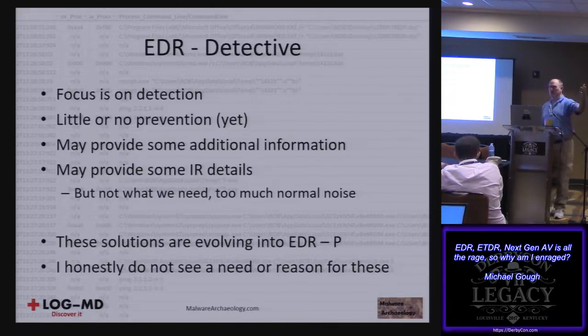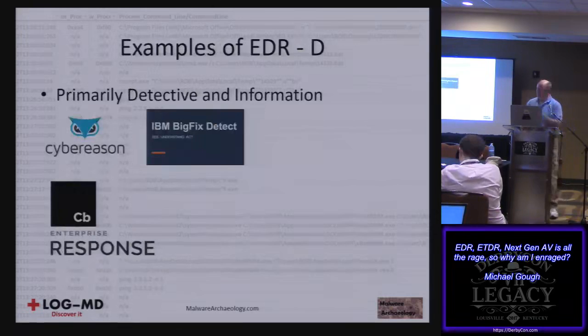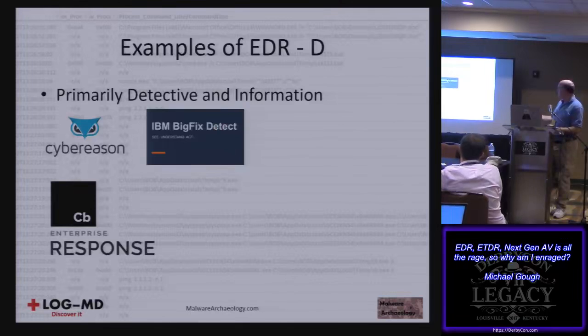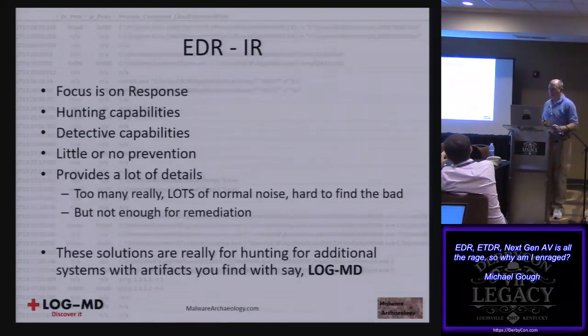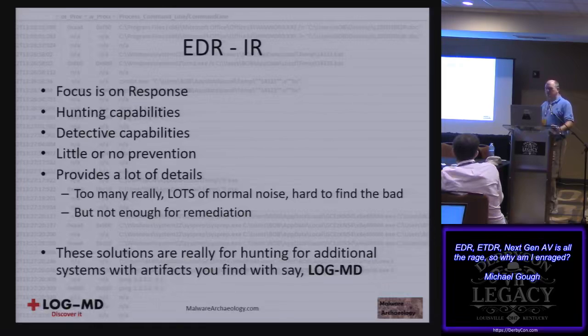But they are evolving to EDRP. All of them, the ones I talked to, are working on moving towards a preventative solution or potentially acquiring somebody. I do not see a reason for an EDRD solution. You either want to prevent or you want IR details. Here are some examples of these. IBM BigFix Detect is the old Trusteer stuff integrated with BigFix. So you've got the BigFix query engine with the Trusteer detection engine. The detection stuff, yeah, not so much. BigFix, I love BigFix, but they really haven't quite gotten there yet. And no prevention. CyberReason is moving towards prevention, and Carbon Black Response acquired Confer to fill that gap.